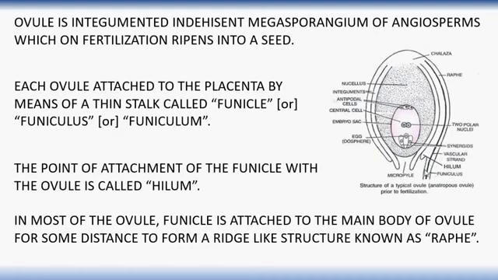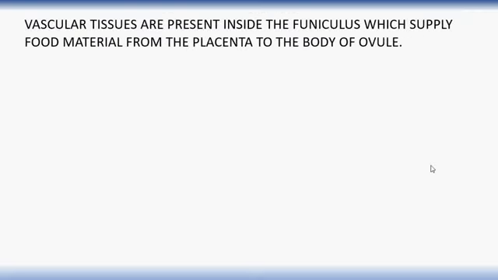And in some ovules, this funicle moves some distance to form a ridge-like structure called raphe. Vascular tissues are present inside the funiculus, which supplies the food material from the placenta to the body of the ovule.